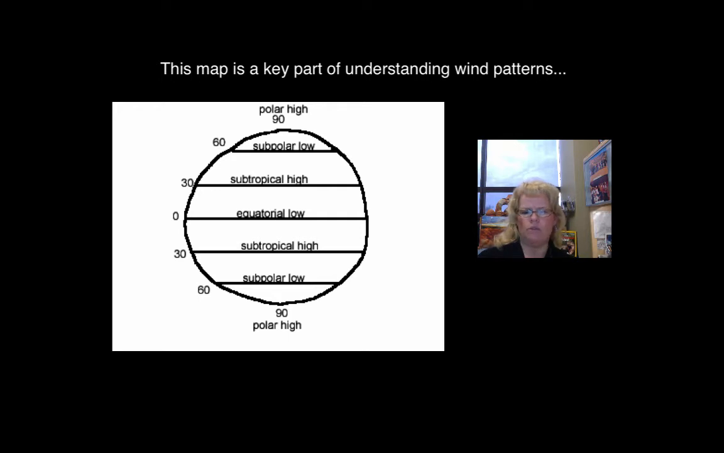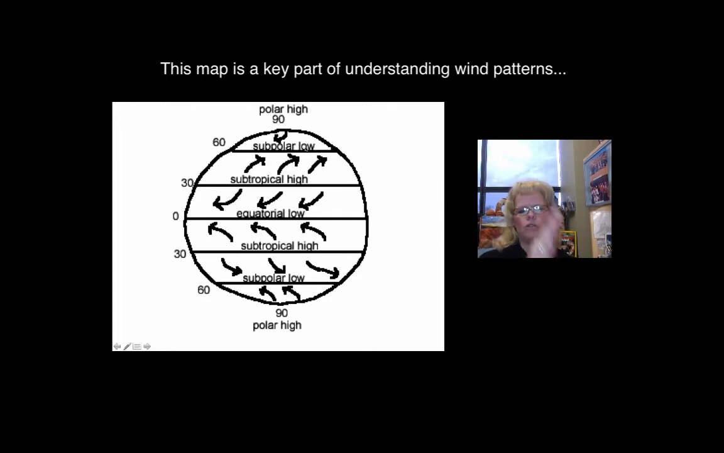So the wind patterns are deflected based on Coriolis, and they alternate. So let's just kind of show that to you. You can see that they are deflecting. They start off at the poles, and they're deflected in a counterclockwise manner in the northern hemisphere. And then Coriolis will move them to the right here, to the left, and so forth.